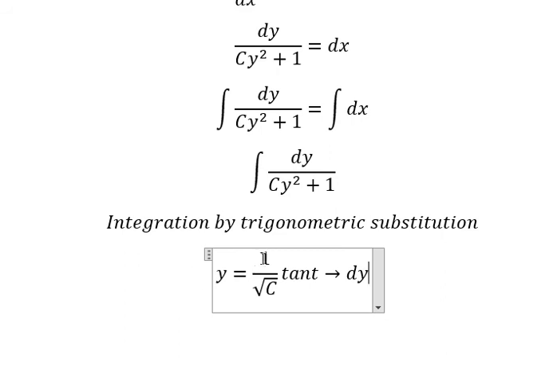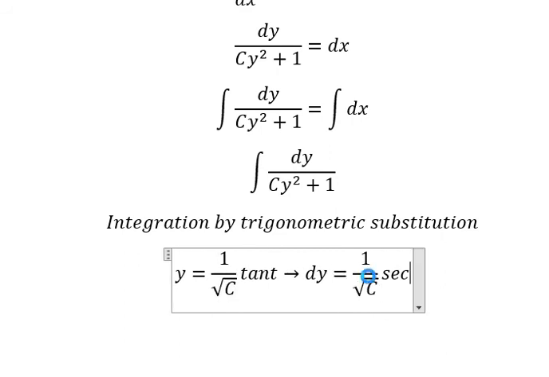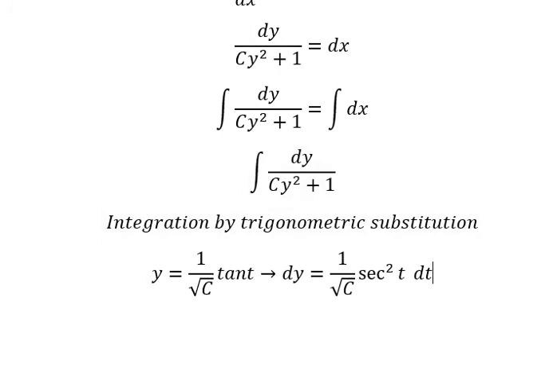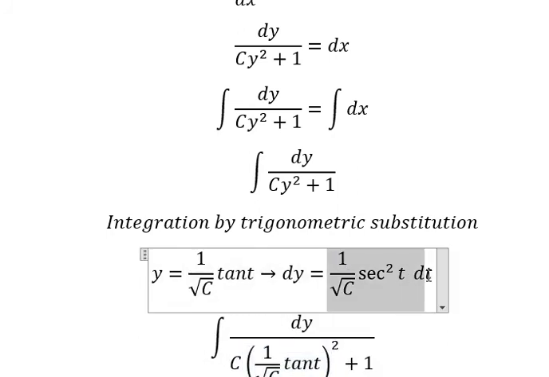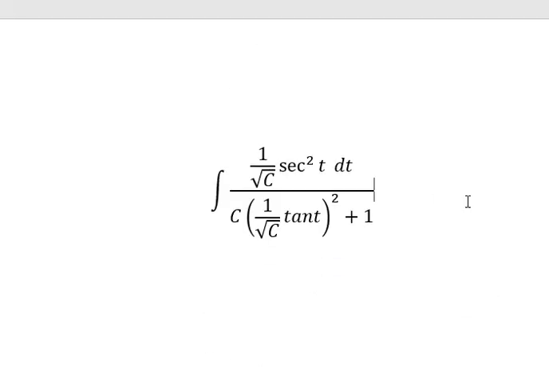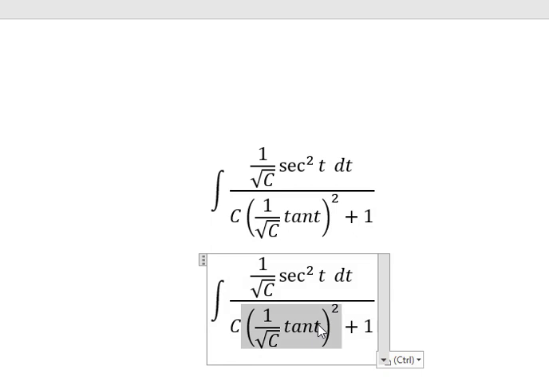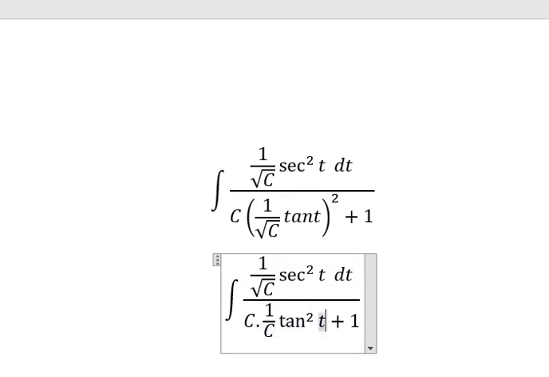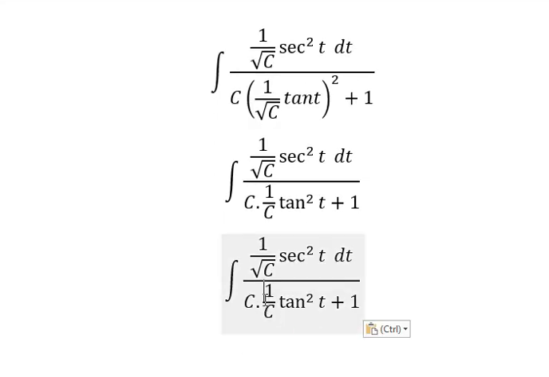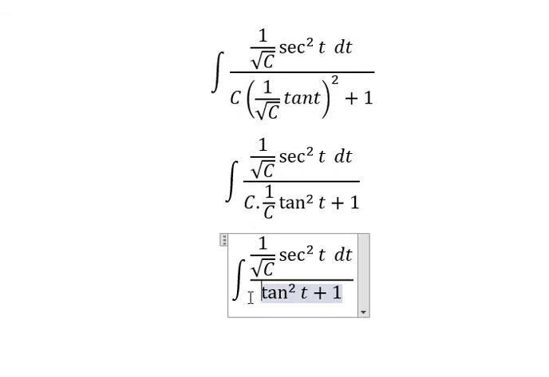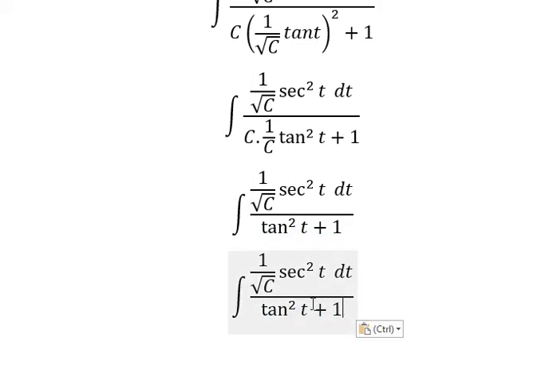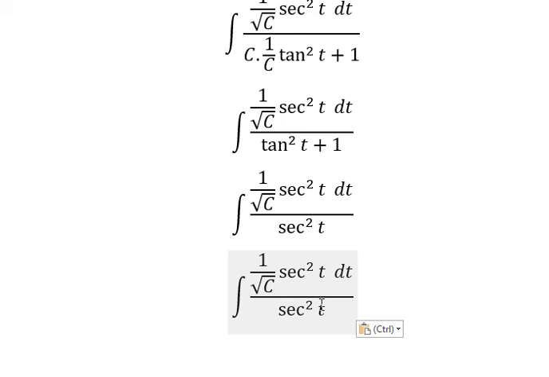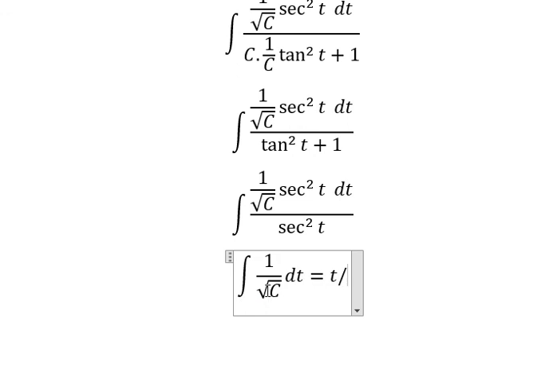We first take the derivative for both sides, and you get secant of t squared dt. So we put this one in here, dy we change for this one. This one we get 1 over c tan t squared. C and c we simplify. And this one you get secant of t squared. We simplify secant of t squared on numerator and denominator. And we get t over the square root of c.